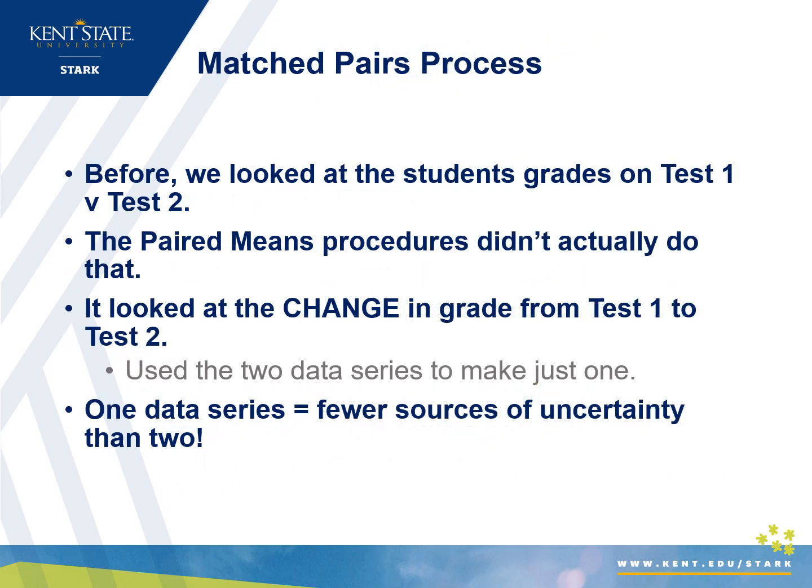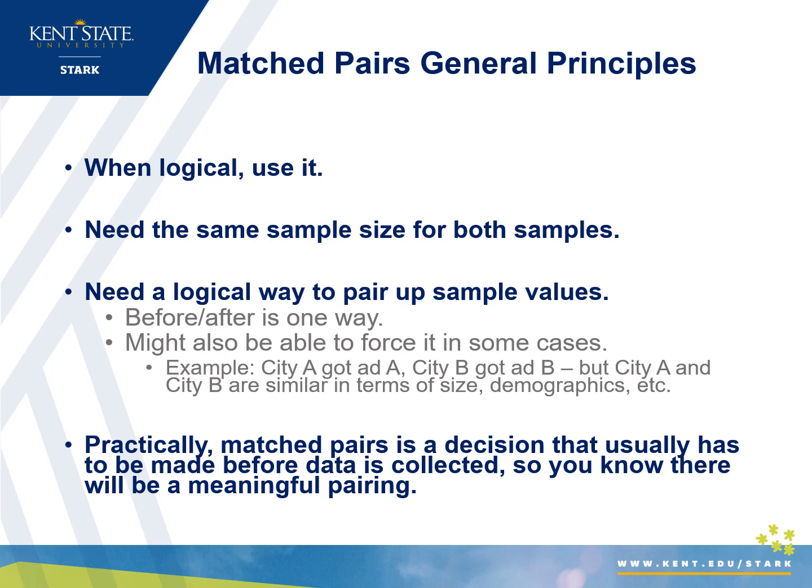So, for example, when we're looking at scores on, say, a test 1 and test 2 for a particular class, the algorithm is just going to look at the changes for each student, thus making one data series out of what looks like 2. Having a single data series reduces the amount of uncertainty involved, which is what makes this such a very strong test. So, as a general rule, it's a good idea to use matched pairs whenever you can. But that's going to require both equal sample sizes and some logical way of pairing the two samples. Sometimes this is obvious. Before and after cases would be the most obvious case. But other times you might be able to force it.